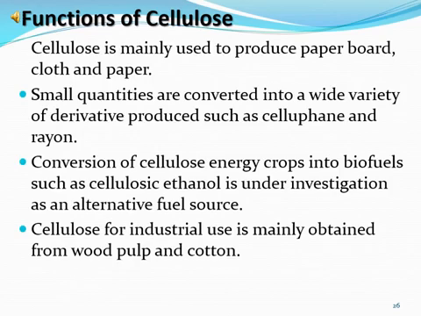Functions of cellulose. Cellulose is mainly used to produce paperboard, cloth and paper. Small quantities are converted into a wide variety of derivatives such as cellophane and rayon. Conversion of cellulose energy crops into biofuels such as cellulosic ethanol is under investigation as an alternative fuel source. Cellulose for industrial use is mainly obtained from wood pulp and cotton.